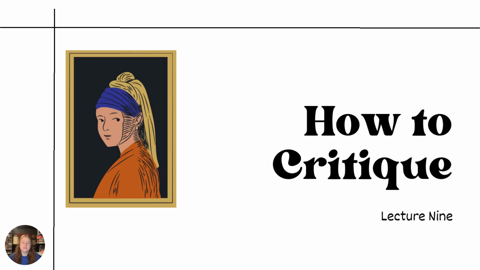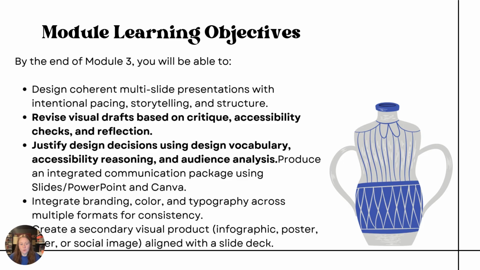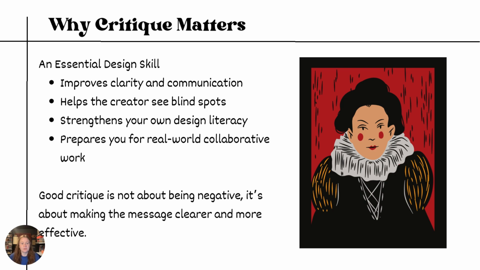So critique is a really core skill for what we're going to be talking about here. What you're doing is not just making the visuals, but also being able to evaluate them. So we're going to be focusing on revising visual drafts based on critique, accessibility checks and reflection, and justifying decisions. And that justification comes through in the response to the critique.